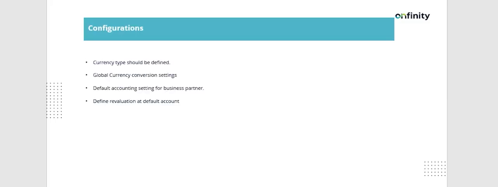Before proceeding, we have a prerequisite. You must have completed Onfinity 100, SEM 200, and Financial 200 trainings, so that you can easily understand the revaluation form. The following configurations should be completed. Currency types should be defined. Global currency conversion rates should be maintained. Default accounting settings should be defined for business partners, including revaluation accounts.